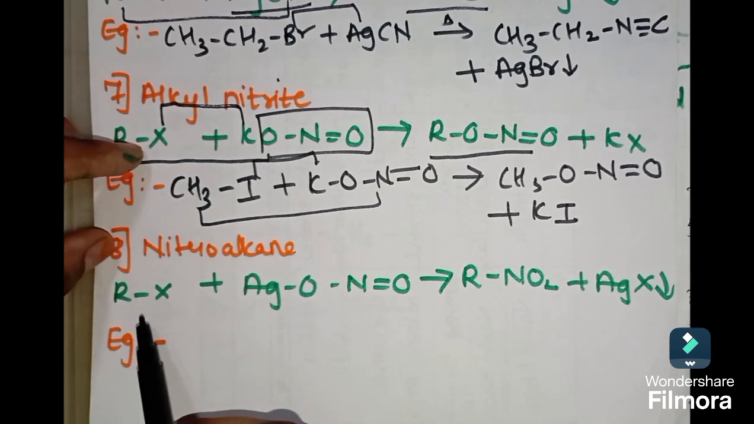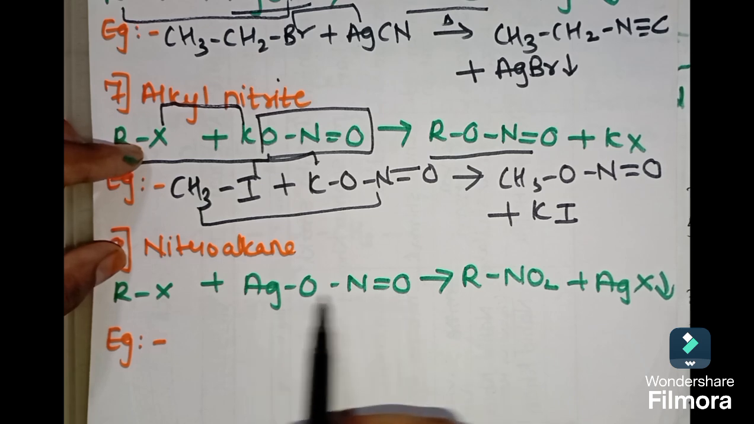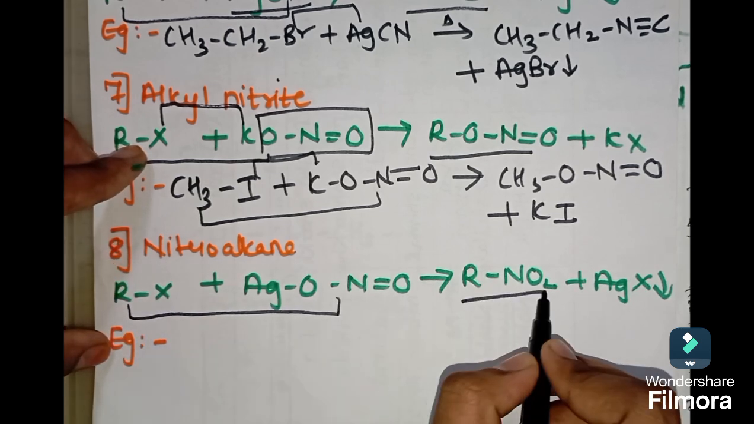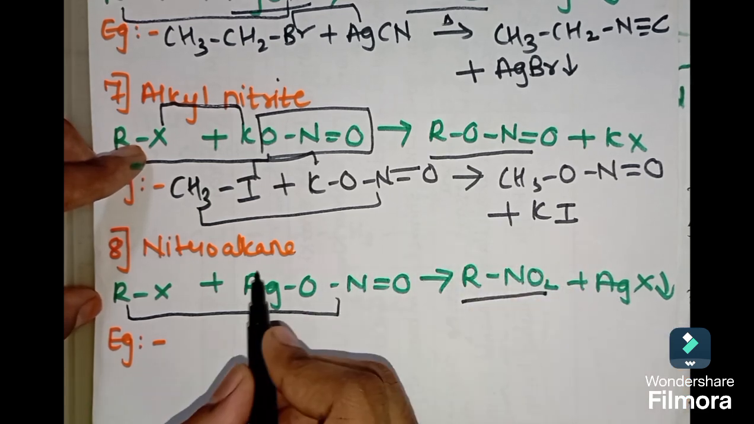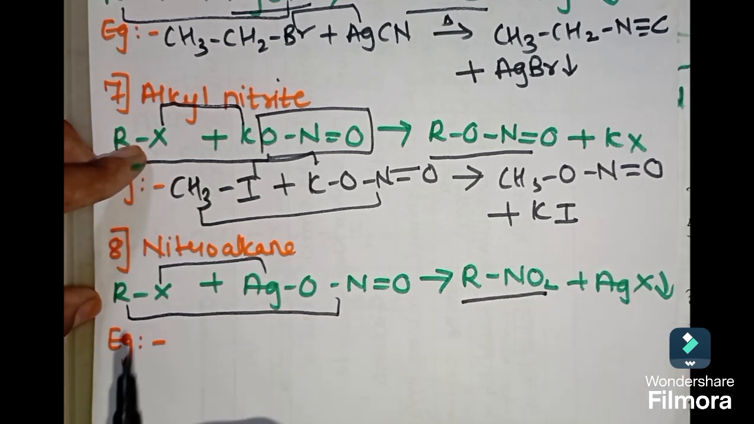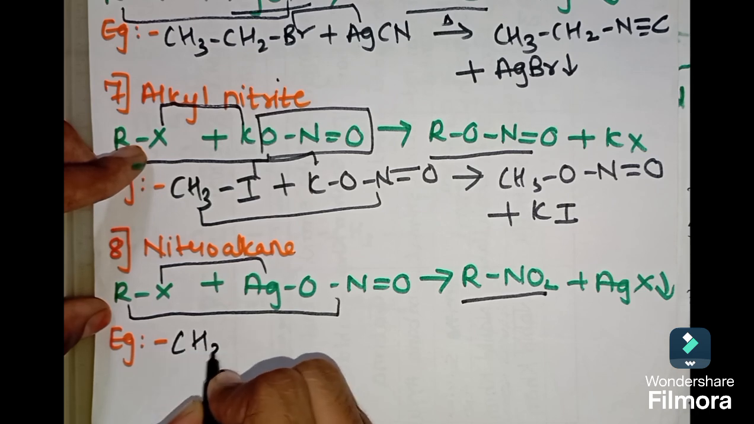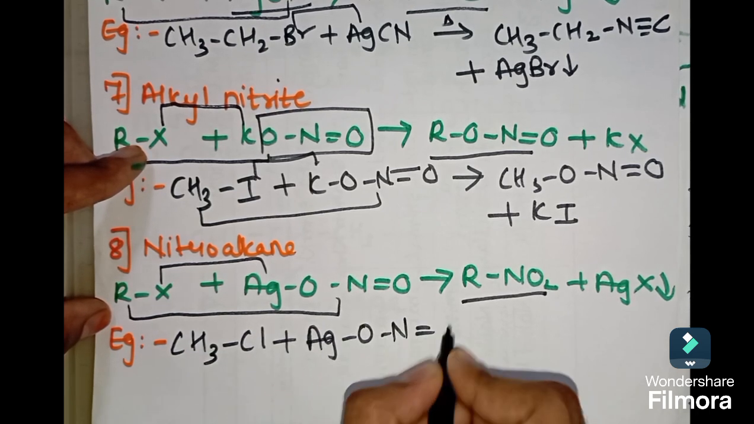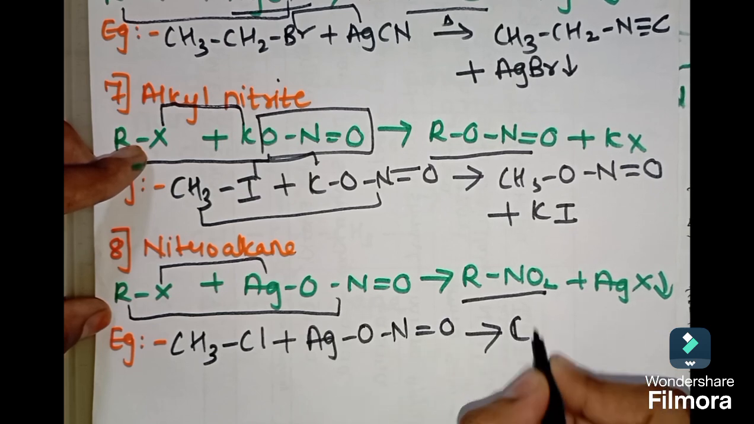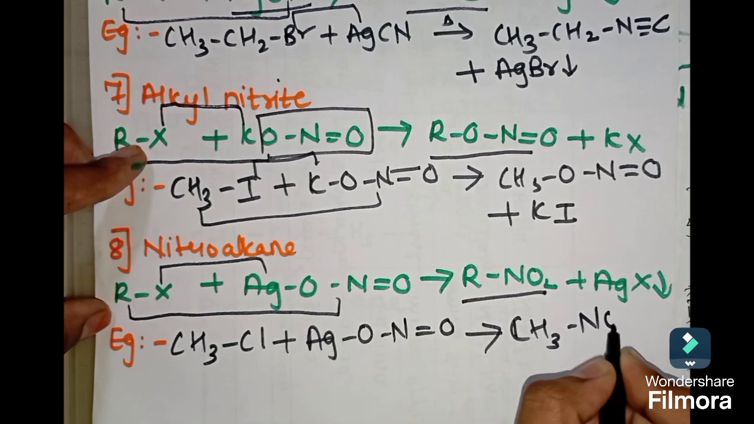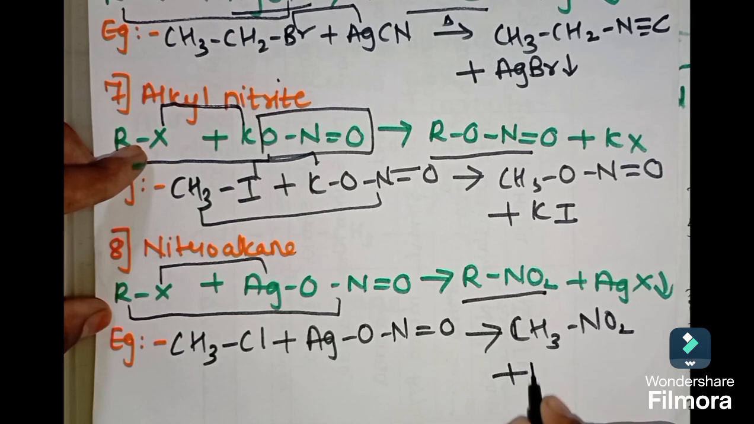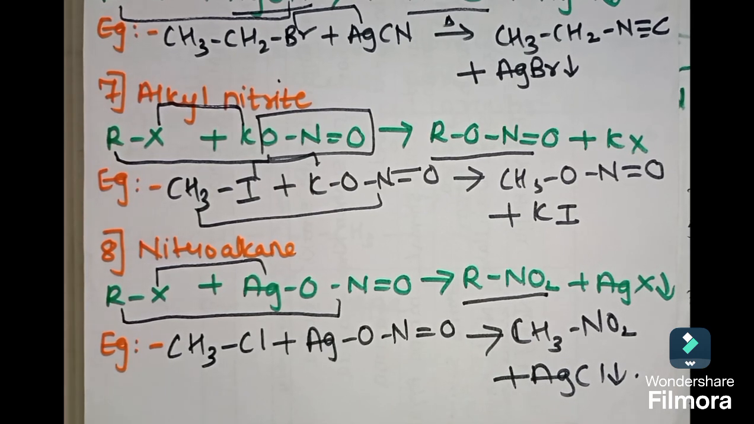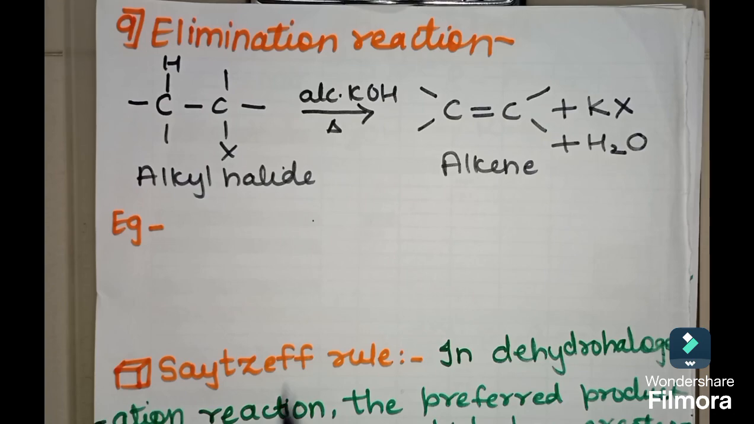Now when we react RX, that is alkyl halide, with silver nitrite, what will happen? This R will combine with this and there will be formation of RNO2, that is nitroalkane. And AgX will be formed as a byproduct. Again, this is a precipitate. Now we are going to take the example of methyl chloride and silver nitrite. We will get CH3NO2, that is nitromethane, plus AgCl, that is a precipitate, silver chloride. We have some more reactions of haloalkane.